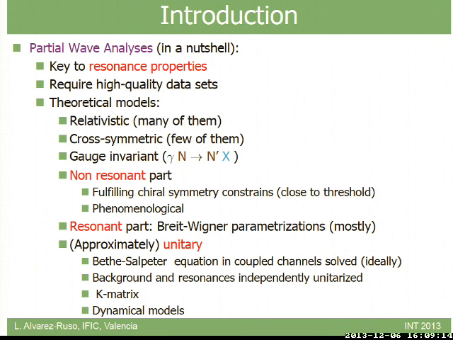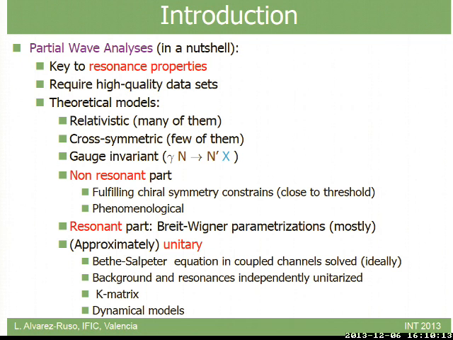In general, without entering into many details, most of them are relativistic. Few of them implement crossing symmetry. This is not very easy to have. In the case of electromagnetic reactions, the idea is to have gauge invariant amplitudes. And then typically there are two ingredients. There's a non-resonant part, which could be more or less phenomenological or more or less fundamental or microscopic, depending on the model. And then there is a resonant part, which is mostly parameterized by Breit-Wigners. Now, a very important ingredient of this kind of models is unitarity. And unitarity is not easy to implement exactly. So the idea is to solve Bethe-Salpeter equations in coupled channels, and that would be it.